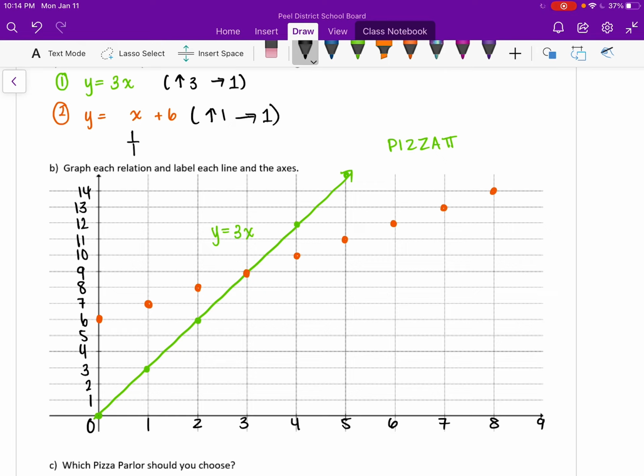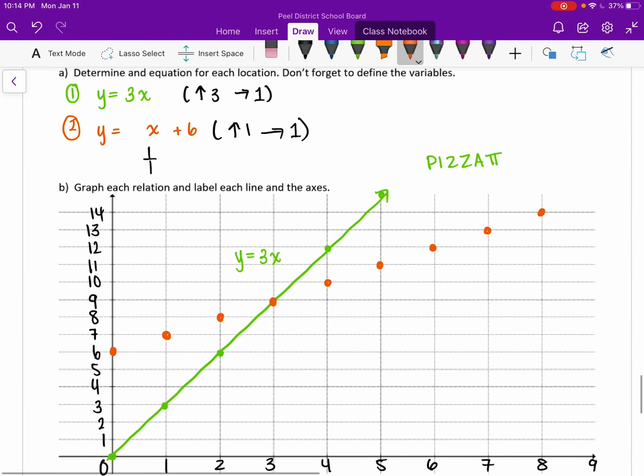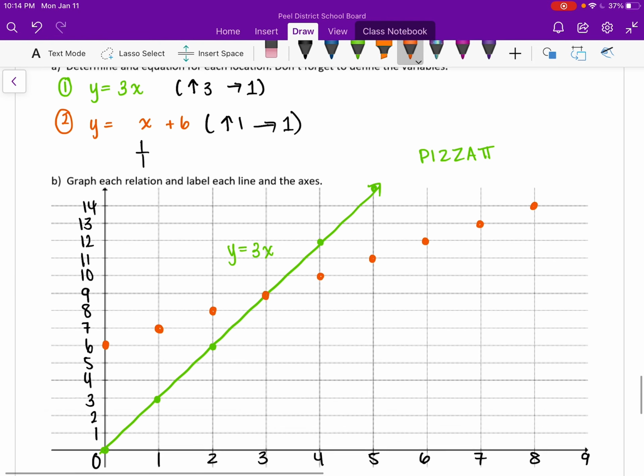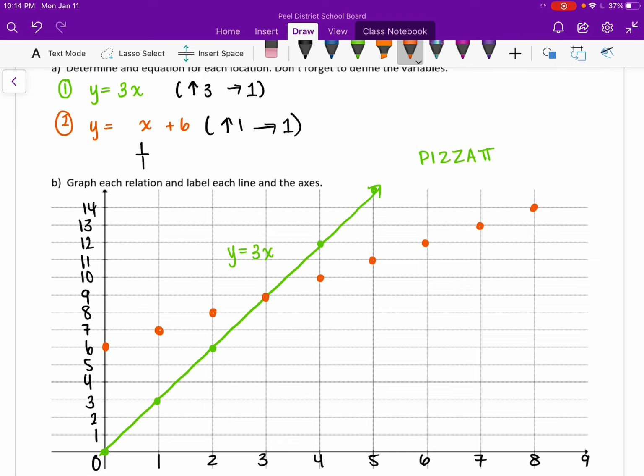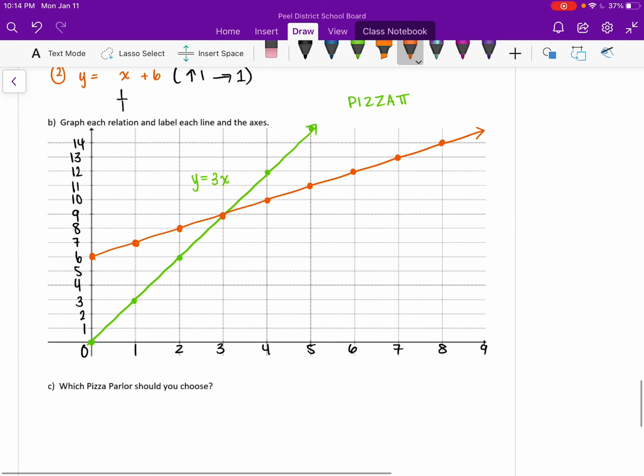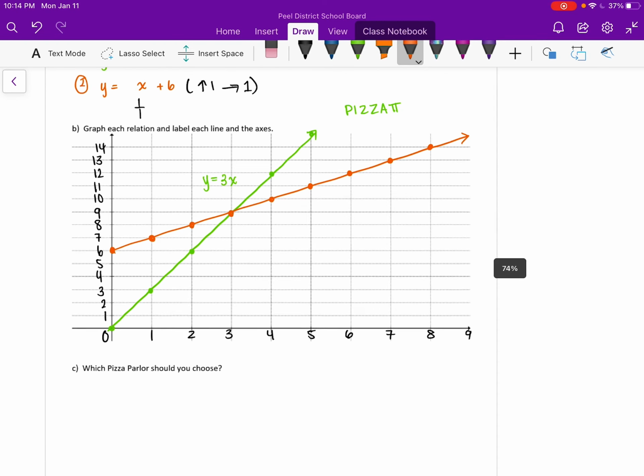Because why would you pay someone to order pizza from your place? It's a pretty bad business model. Okay, I'm just going to go ahead and take my handy dandy ruler. I'm going to hold it down, and I'm going to connect my dots. Expand it so that you know that it's going forever in one direction. And those are our 2 lines.